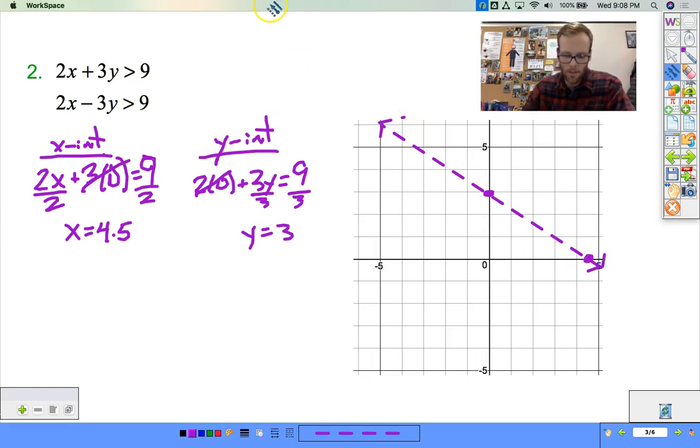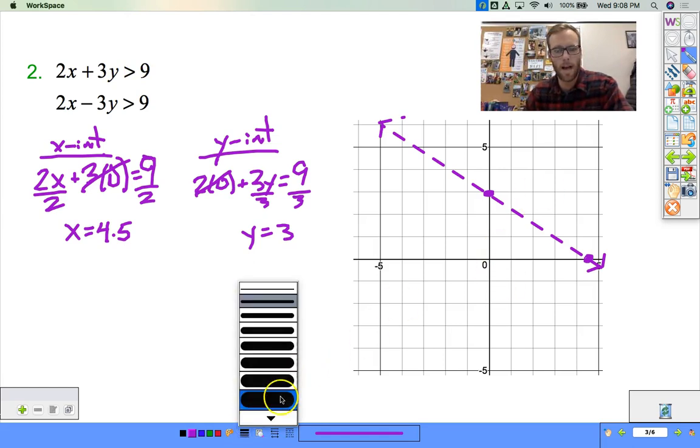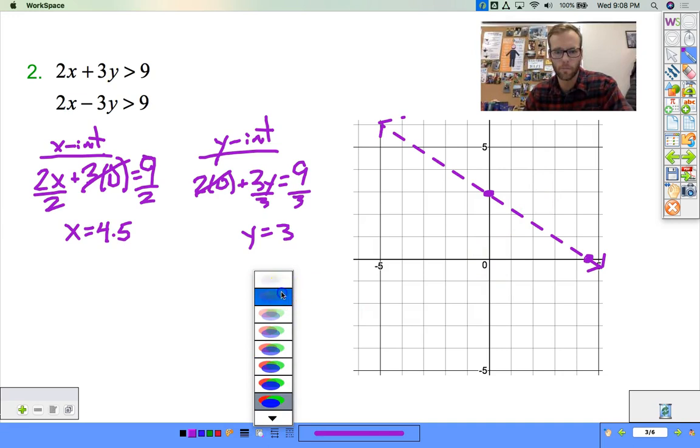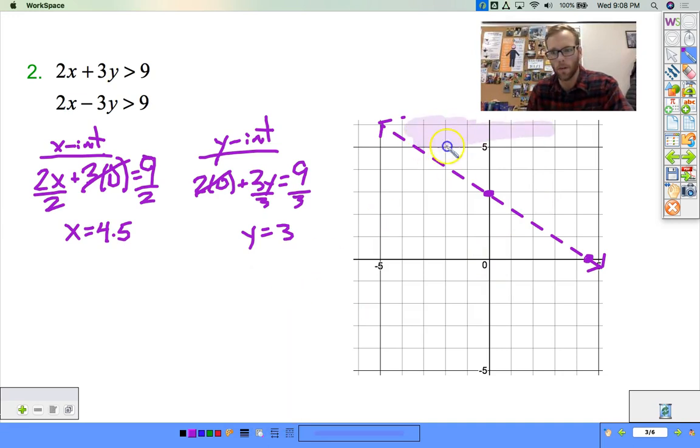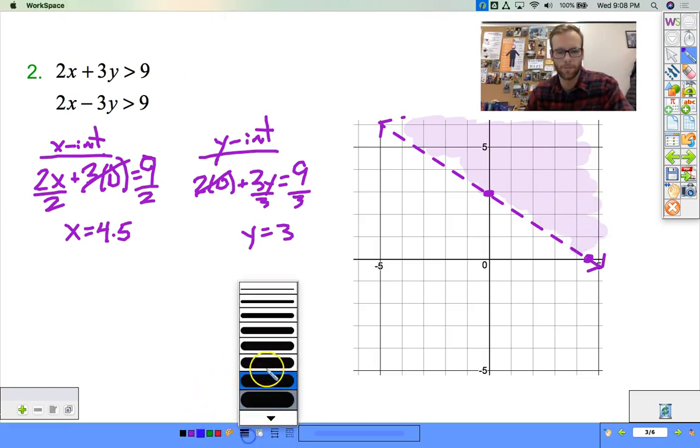All right, now I need to determine, do I shade above or do I shade below? Well, when it's in standard form, it might not be as easy to determine. Remember, you can always test a point. How about 0, 0? Is 2 times 0 plus 3 times 0 greater than 9? Certainly not. So we are going to shade not where 0, 0 is, but on the opposite side. Okay, we need to shade up here. All right, let's go to the next one.